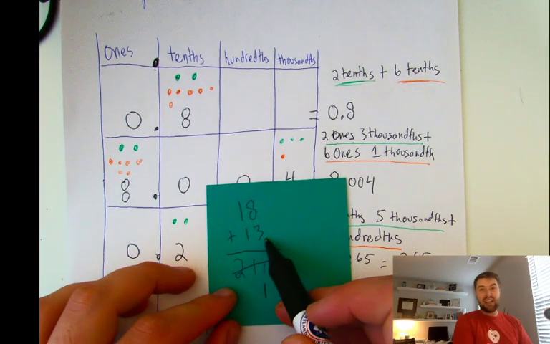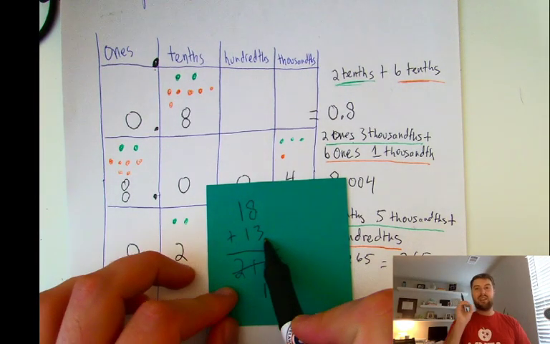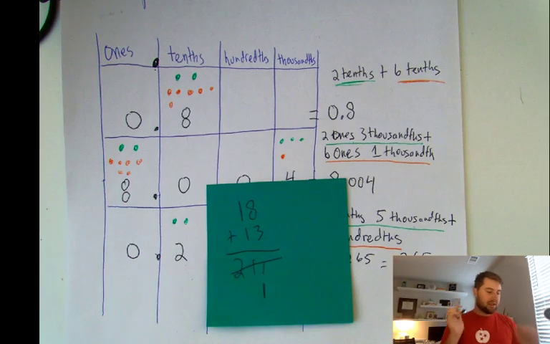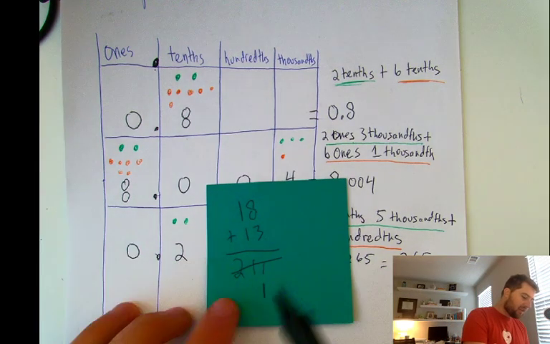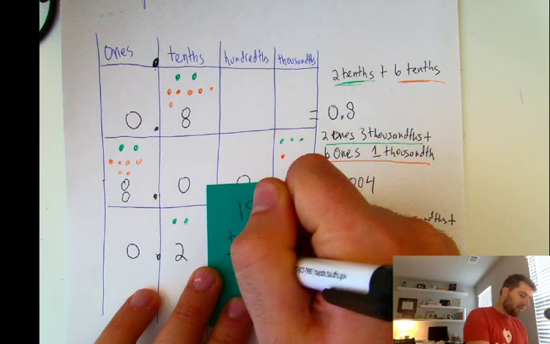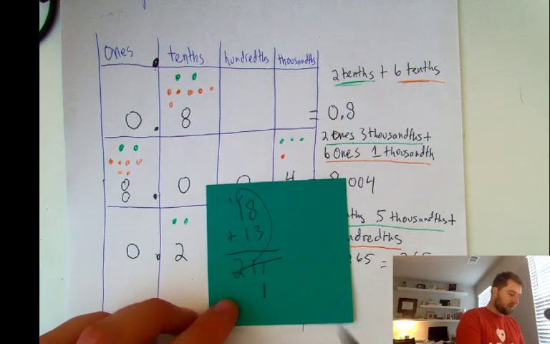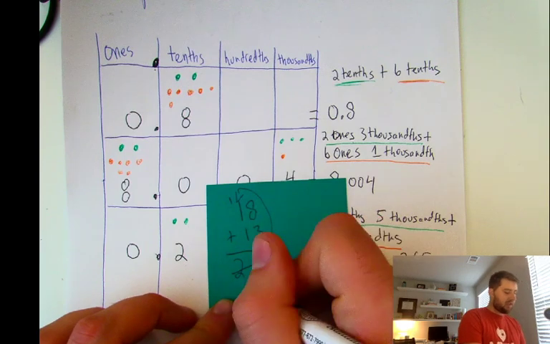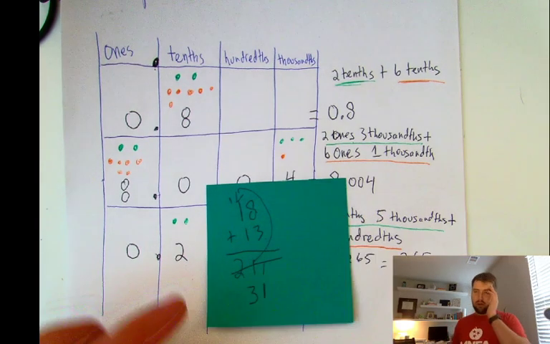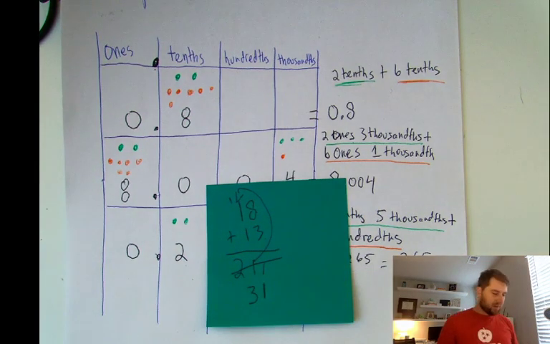Because we cannot have 11 in the ones place, we can only have a digit 0 to 9 in the ones place. We've got to regroup that second one up above the ones, and then we add 1 plus 1 plus 1 in our tens place, and we get 31. Okay, so glad you corrected me. We have to regroup that.